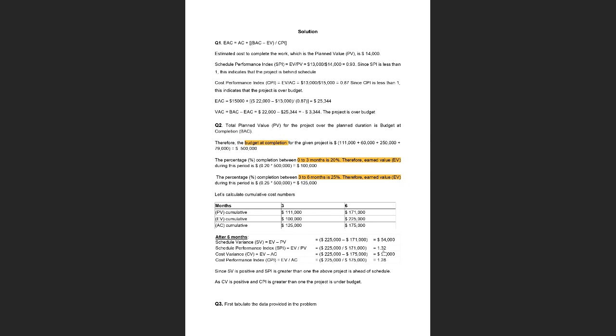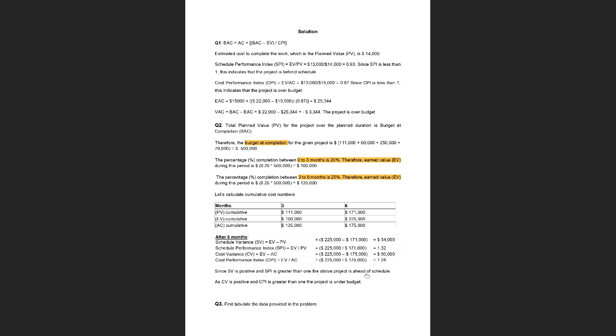But unless we have both the values here and both are greater than 1 or positive, that means your project is ahead of schedule. That means your project is performing quite well in terms of time. Similarly, for the cost, your cost variance is positive and your cost performance index is greater than 1. That means your project is under budget, meaning that you are spending less than what has been planned, and this is a good sign. We want to spend less money and we want to be ahead of schedule, right? So this is a good sign for the project.